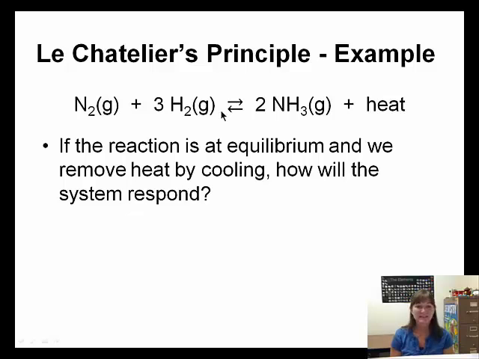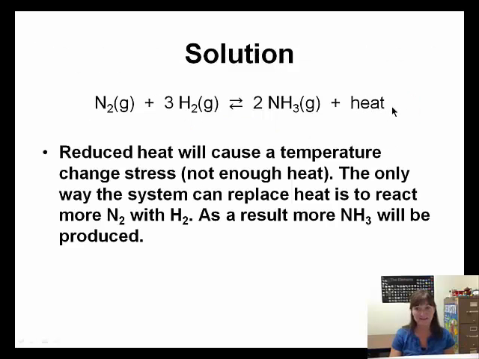If this reaction is at equilibrium and we remove heat by cooling, how will it respond? So now we're going to decrease the heat. Remember, it shifts away from an increase or towards a decrease. So in this case, it's going to shift to the right because it's shifting towards a decrease. But in terms of the molecular level, to explain this a little bit more deeply, the stress was too little heat. Let me go ahead and get to this slide.